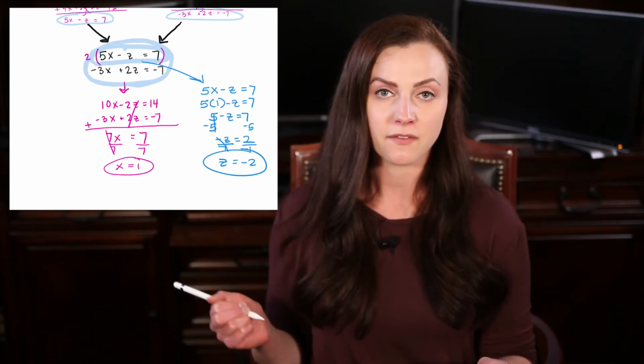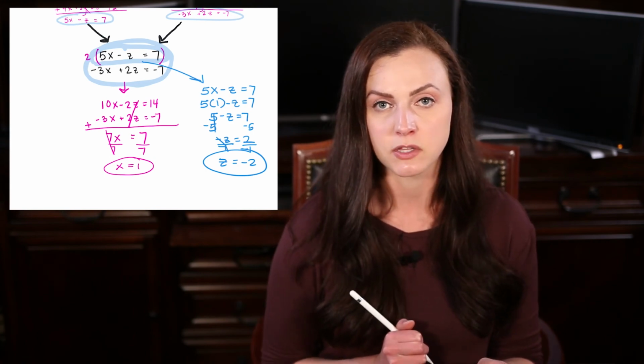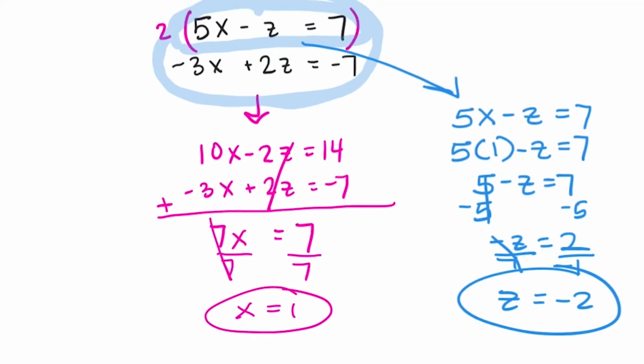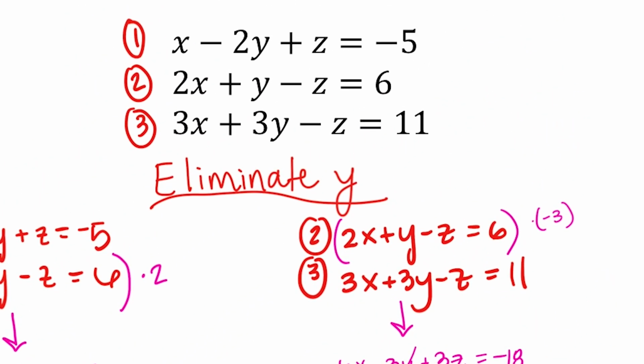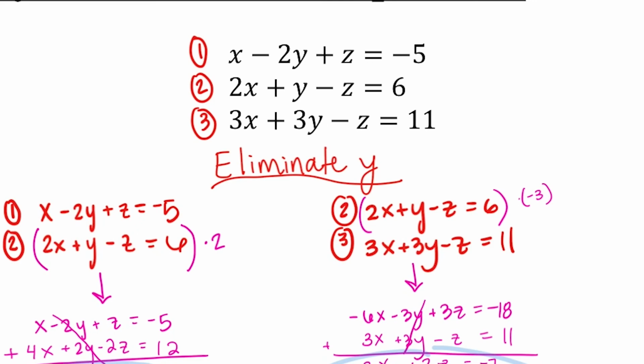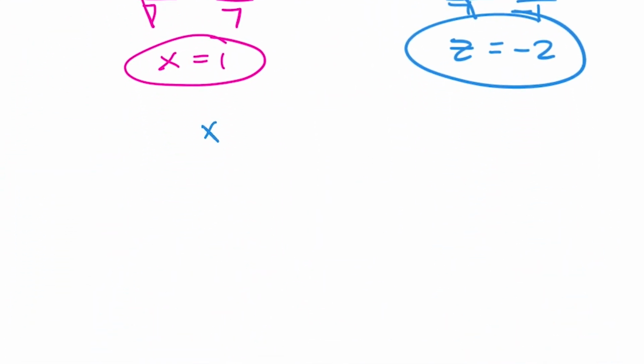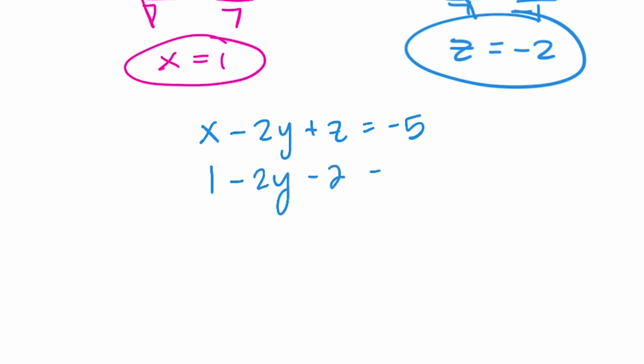Okay, now we have x and z, so we can go back up to the original equations and use one of the three to solve for y. It does not matter which one of these three we pick. It's really up to you. I might choose to just use the first equation. x minus 2y plus z equals negative 5. So x is 1, I'll plug that in. We don't know y. z is negative 2, it's equal to negative 5.